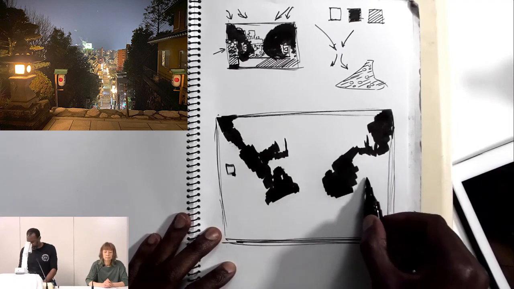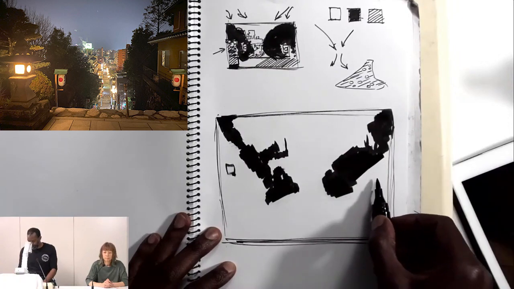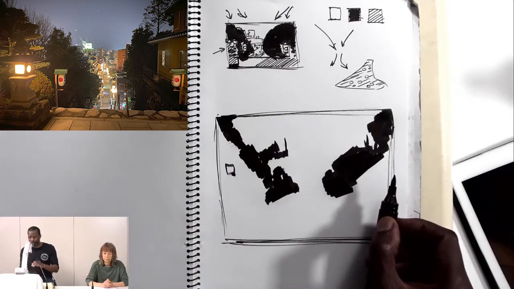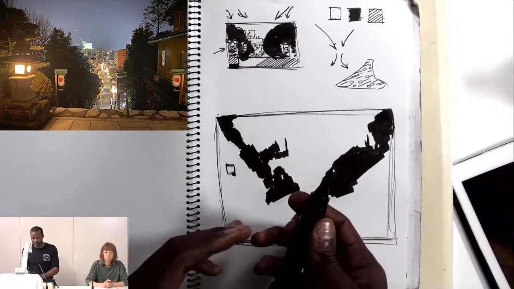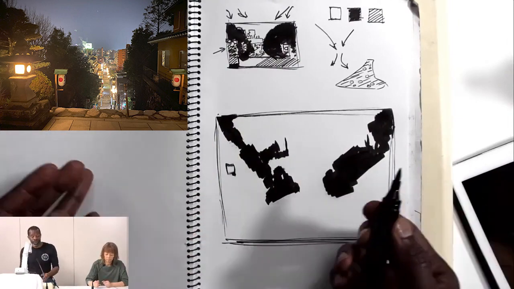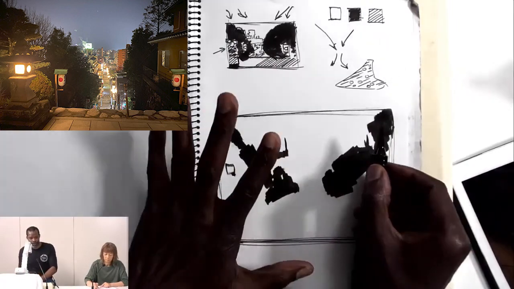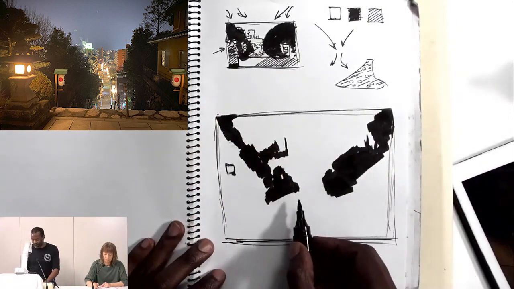So I'm using very large, broad shapes right now because I don't want to get into details. If you use a finer line, you're going to have smaller ideas, obviously. So it might be better to use a broader brush or pen, so you can lay your big ideas down easier and clearer that way.